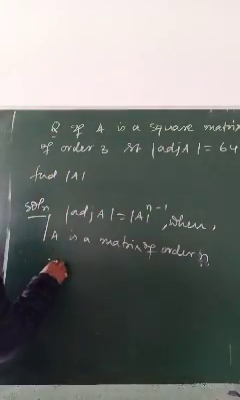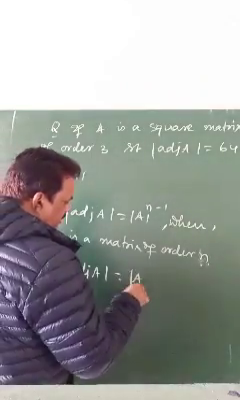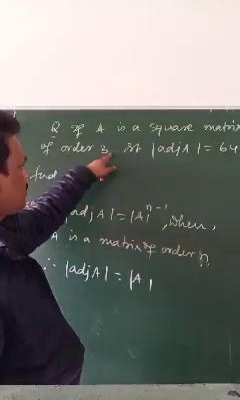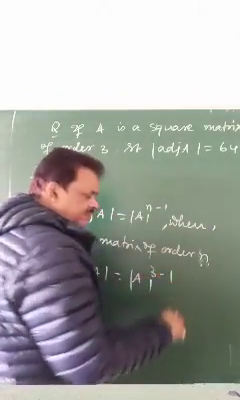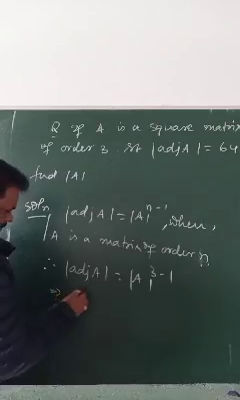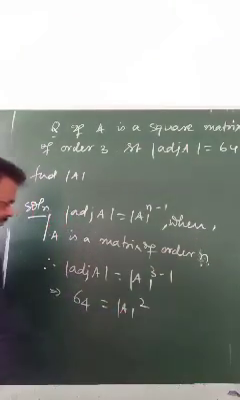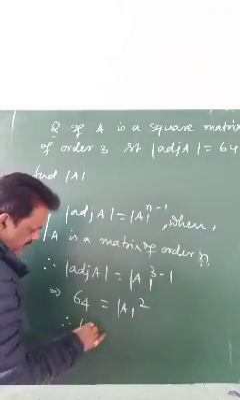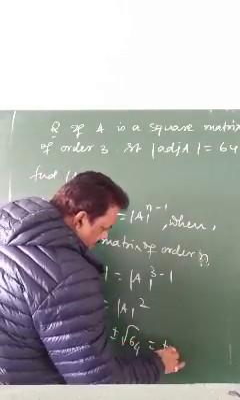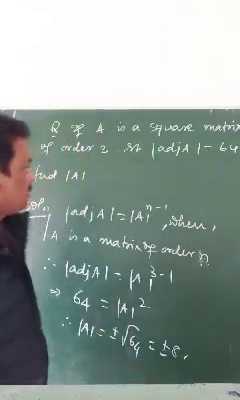So therefore, the determinant of adjoint of A will be determinant of A to the power, how much? Order 3, so 3 minus 1. This is given to us as 64. 64 equals determinant of A to the power 2. Therefore, the determinant of A is plus minus root 64, plus minus 8. Okay, this is the first question.